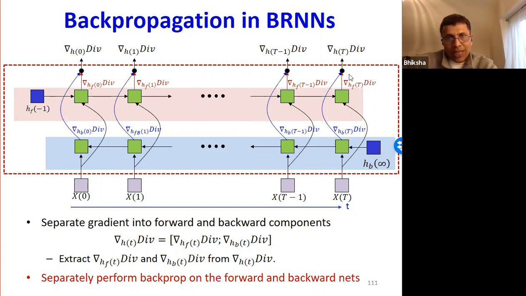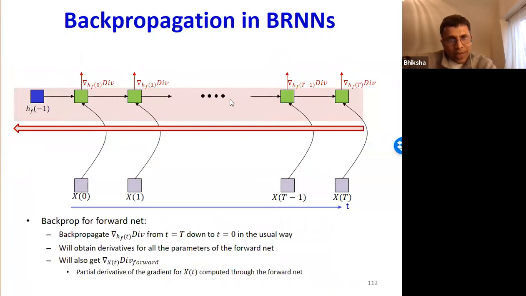And now that we have gradients for both the forward and the backward nets, we can separately perform backprop on the two networks. So for the forward net, we are only going to consider the derivatives of the divergence with respect to the hidden state outputs of the forward network.